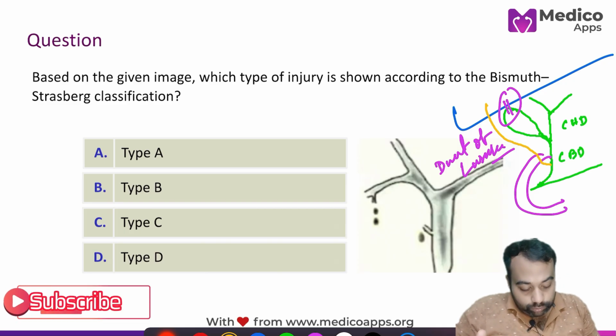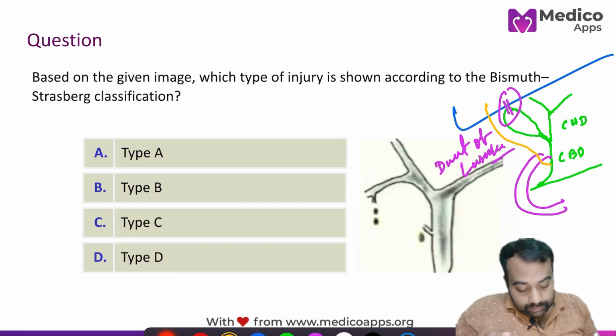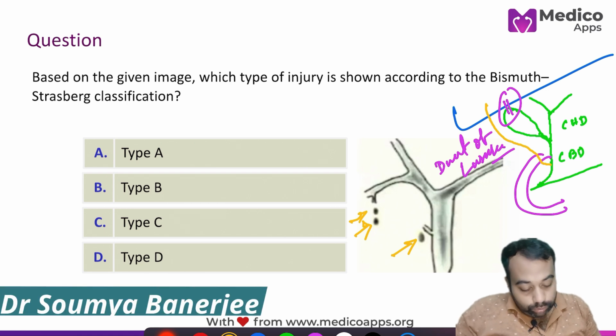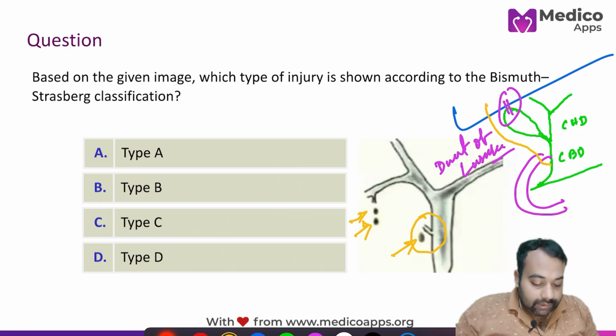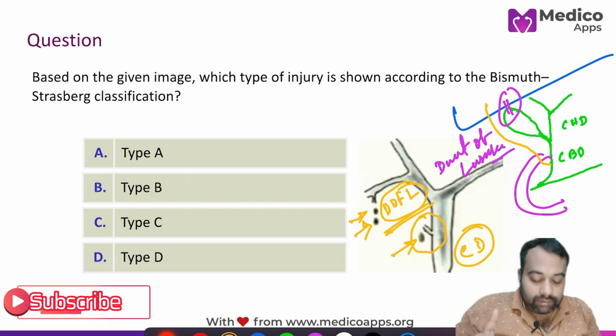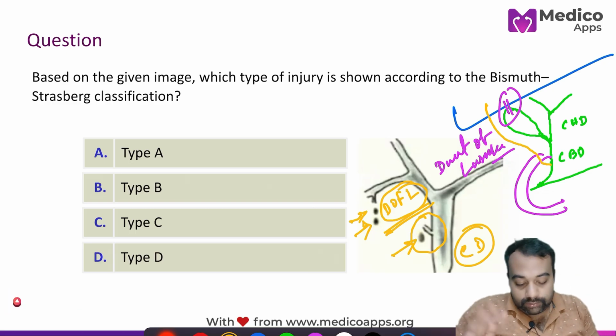Now let's go to the question. In this question, you can easily appreciate that there is a leak, right? There is a leak from these two areas. So let us presume from the knowledge of the anatomy: this is the cystic duct, and this is somewhere the duct of Luschka. So there is a leak from the duct of Luschka and the cystic duct.